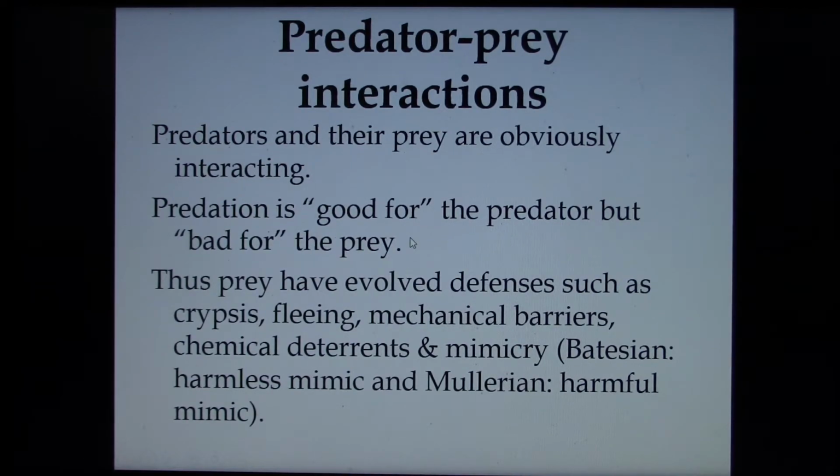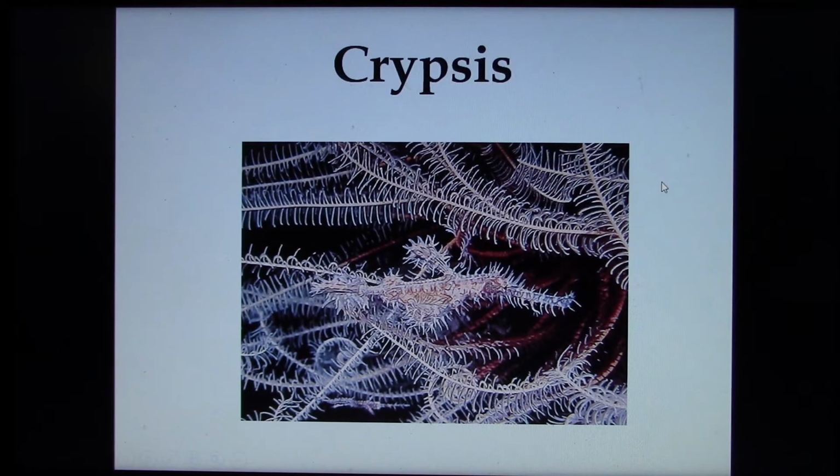So with adaptation, in fact, we talk about coevolution between predators and prey. The prey tend to acquire adaptations that help individuals keep from being eaten. Okay? And I have some here like crypsis, running away, fleeing, so being fast. Mechanical barriers, like the porcupine has the quills. Chemical deterrence, and mimicry. Okay, so let's look at a few of these.